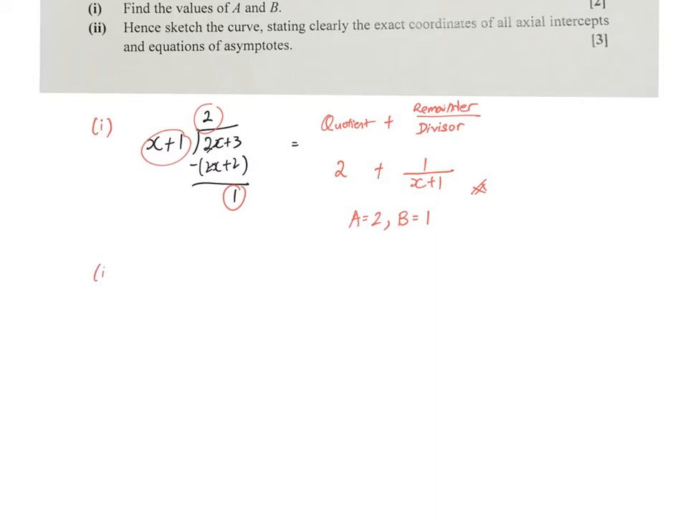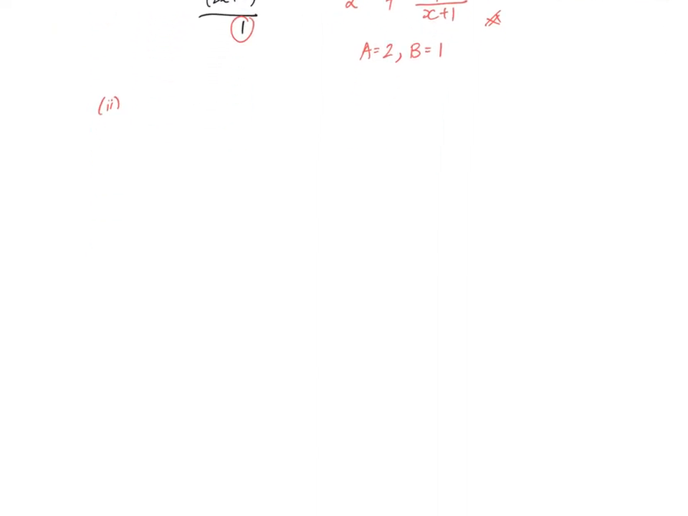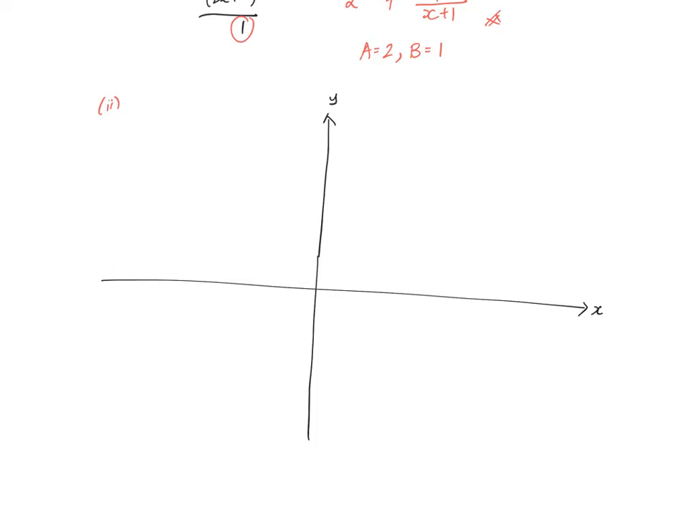Part 2: sketch the curve, stating clearly the exact coordinates of all x-intercepts and equation of asymptotes. Okay, so remember I told you a lot of things before about sketching curves. You must indicate the stationary points of the curve. You must have the intercepts, the x-intercepts. You must have the asymptotes. Okay, you can also call it SIA.